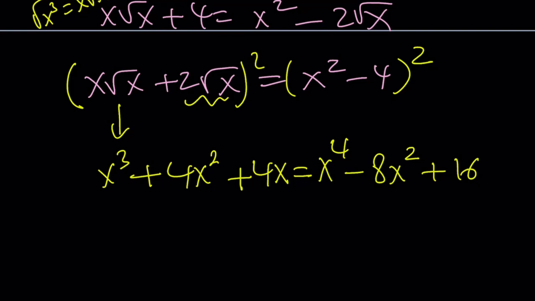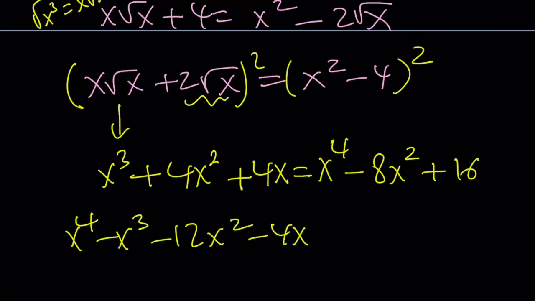Let's put everything on the same side. x to the 4th minus x cubed, and then negative 8 plus negative 4 is negative 12x squared, minus 4x plus 16 is equal to 0. Awesome. This is a polynomial equation. Hopefully we have some integer or rational roots. And if we do, obviously they need to be integers because that's monic. The coefficient of x to the 4th is 1. So we're going to be looking at divisors of 16. There's quite a few of them. It's 2 to the 4th power. So we have 5 positive divisors and 5 negative divisors, including 1 and negative 1.